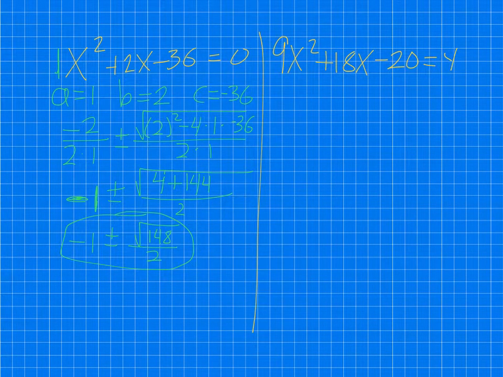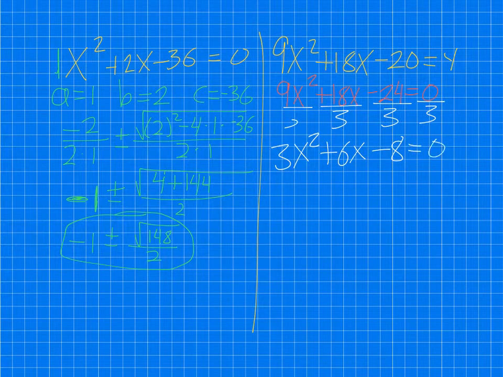For the second one, I've got to do a little bit of work first, and by that I mean I got to take 4 away from both sides. We get 9x squared plus 18x minus 24 is equal to 0. I'm kind of regretting my choice of colors here. Let me see if I can get a better one. Okay, I might take a look at this and realize that I can make this better numbers if I divide everything by 3. And I get 3x squared plus 6x minus 8 is equal to 0. That's a really handy trick to make this an easier problem to solve.